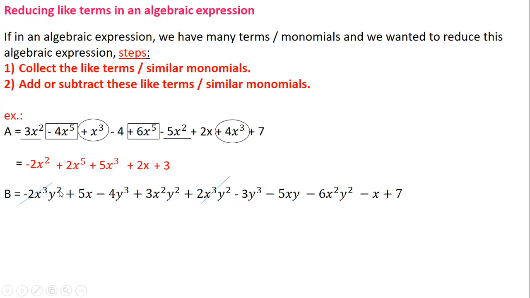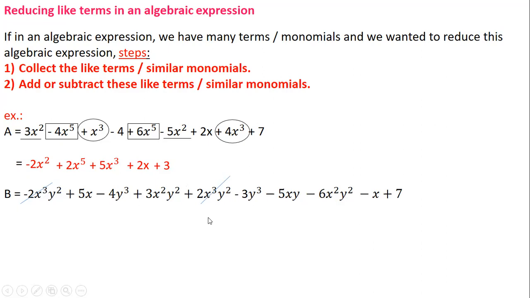Minus 2x cubed y squared plus 5x minus 4y cubed plus 3x squared y squared plus 2x cubed y squared minus 3y cubed minus 5xy minus 6x squared y squared minus x plus 7. Of course, we should collect the like terms.